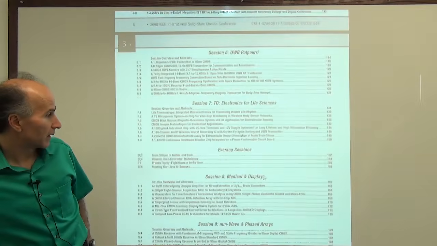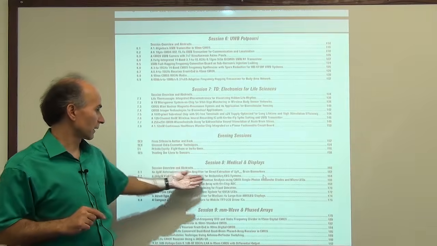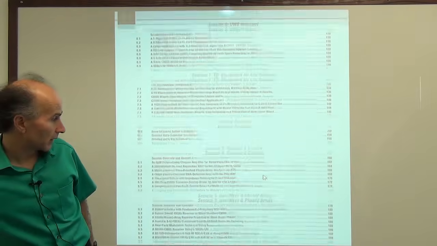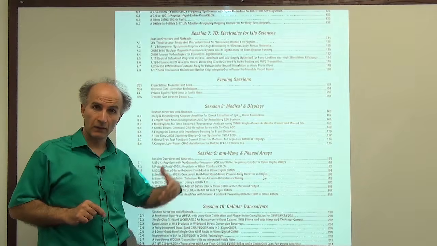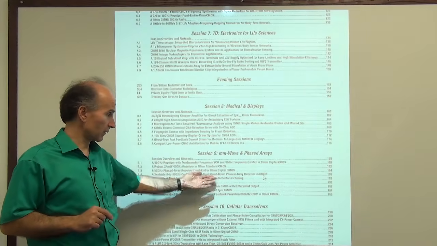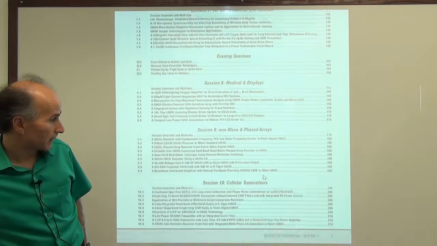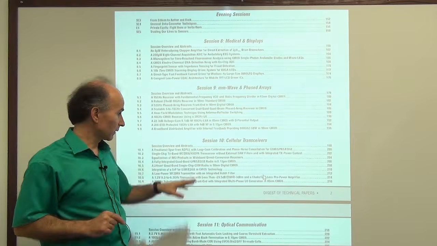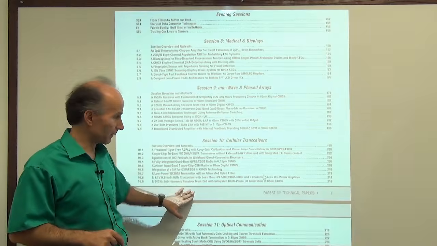Then we have medical and displays. So we have things related to brain, to heart, etc. Then we have millimeter wave and phased arrays. Millimeter waves are frequencies above 30 gigahertz, and they have many interesting applications. These are all circuits related to these types of frequencies. Then we have cellular transceivers. Cellular means your cell phone. These are transceivers, wireless transceivers that go into your cell phone. So we have many papers on these.